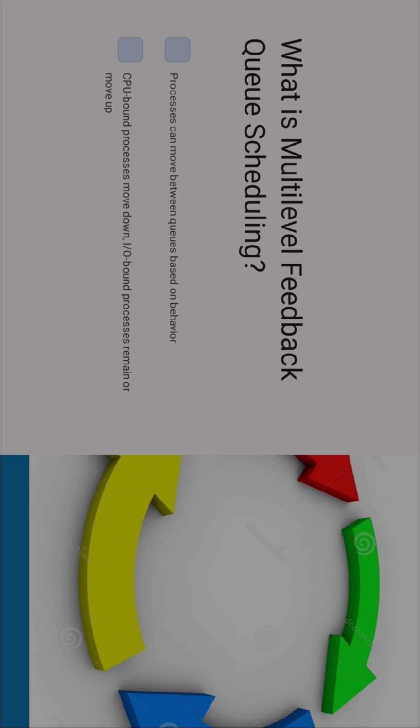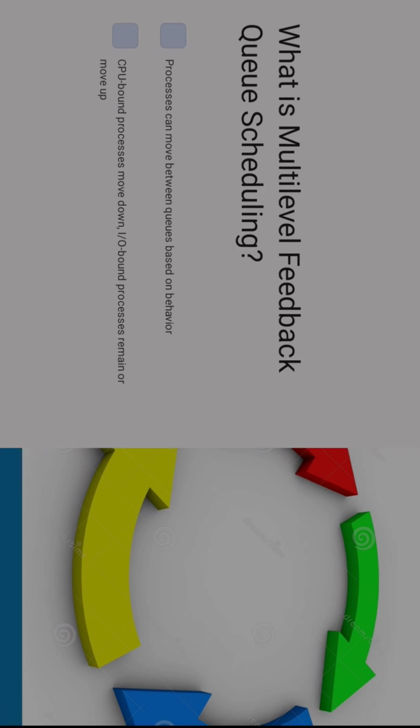Now here comes the hero of modern scheduling, multi-level feedback queue scheduling, abbreviated as MLFQ. This approach solves the biggest issue of MLQ, that is rigidity. In MLFQ, a process can move between queues based on how it behaves. The system is adaptive, constantly observing and adjusting priority. Here we can see how it works.